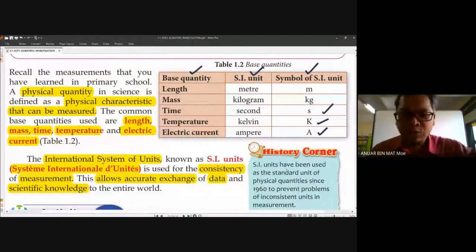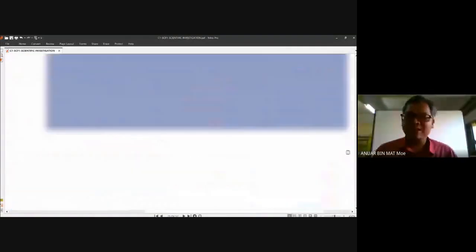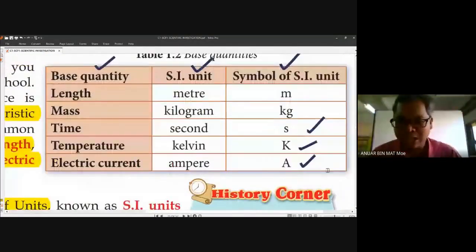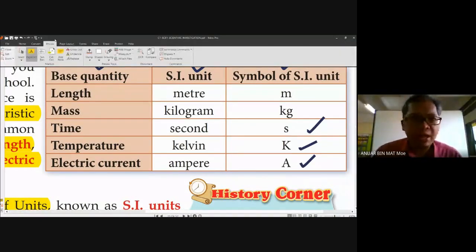Okay, I want to ask you, why? This is just for your knowledge only. Why is there a capital K for Kelvin? You use big letter K, and for ampere you also use big capital A, and for meter small, and for the second also small letter. This is just for your information, because the Kelvin and ampere units are based on the name of the person, the person that discovered that unit.